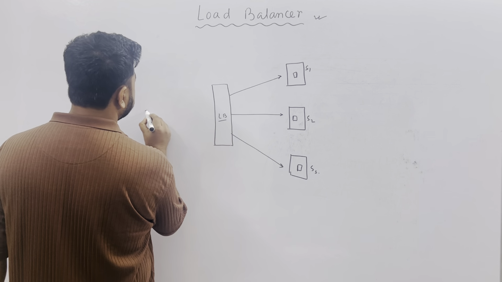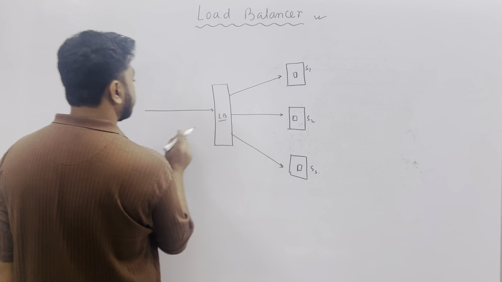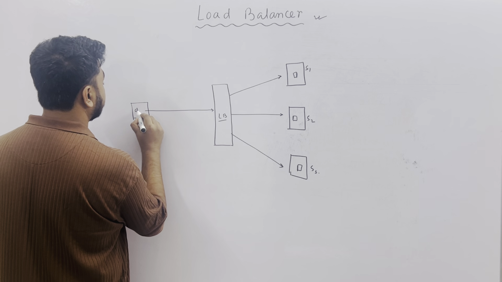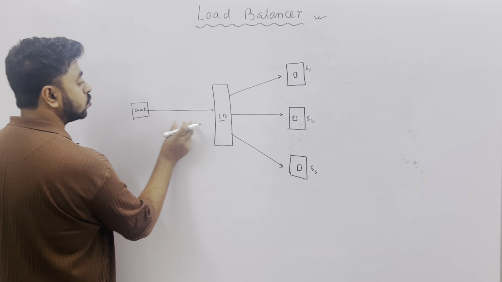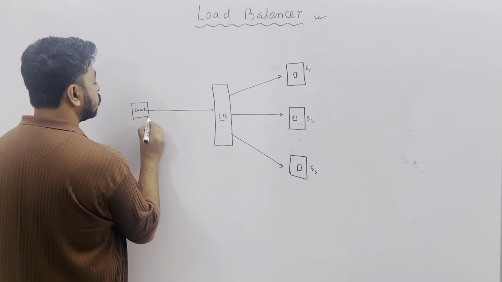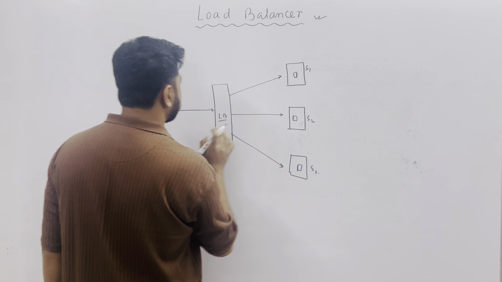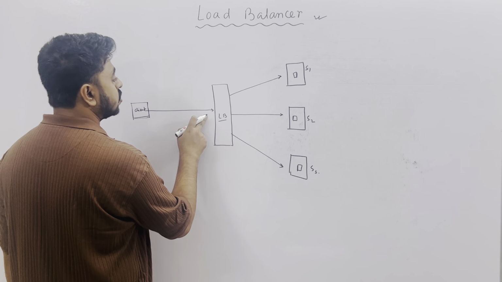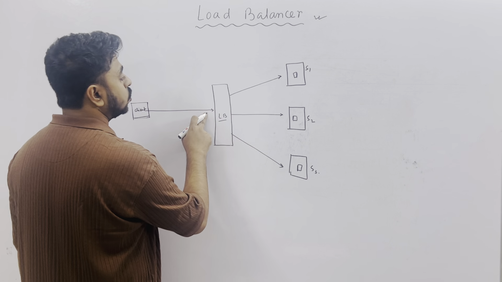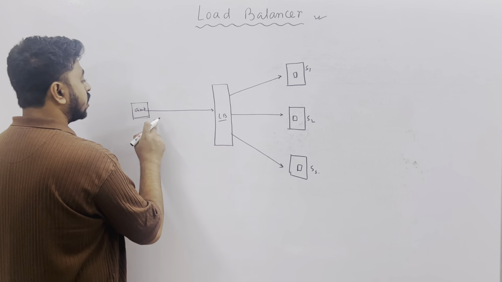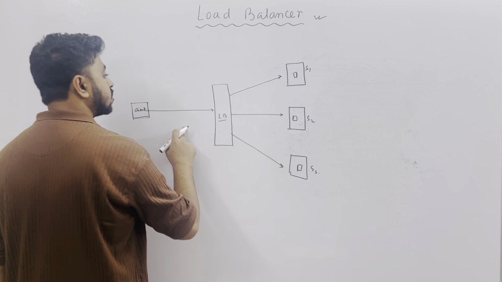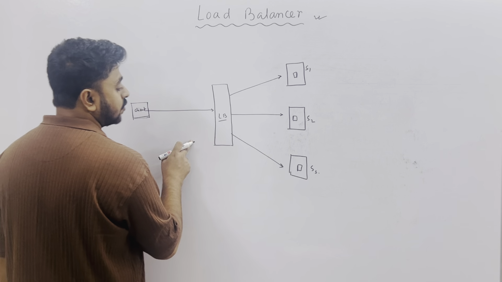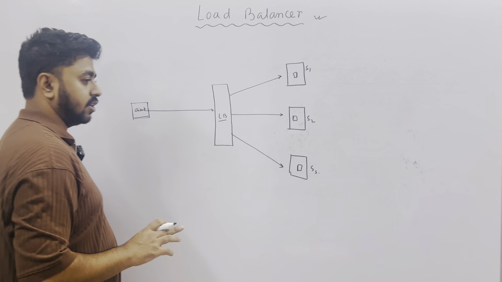And we were sending requests to our load balancer. Whenever you are using a client, any client sending a request to access these applications, first the request comes to the load balancer, and the load balancer distributes the request among these 3 servers. If server 1 is free, it will distribute to server 1. If server 2 is free, it will distribute to server 2. If server 3 is free, it will distribute to server 3.